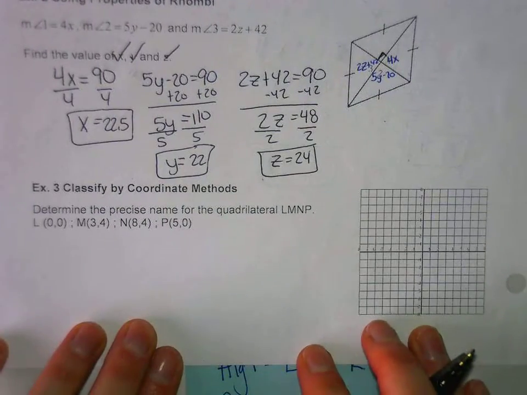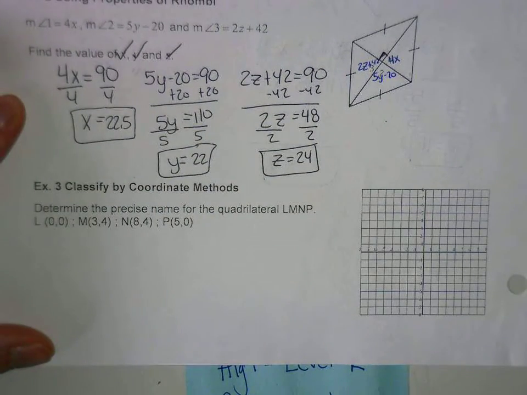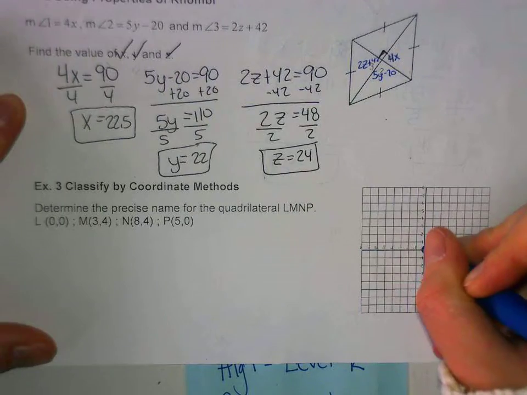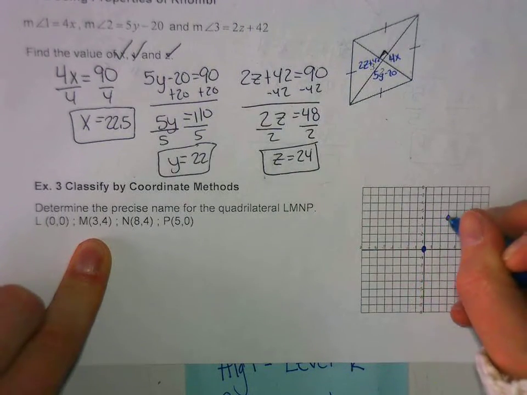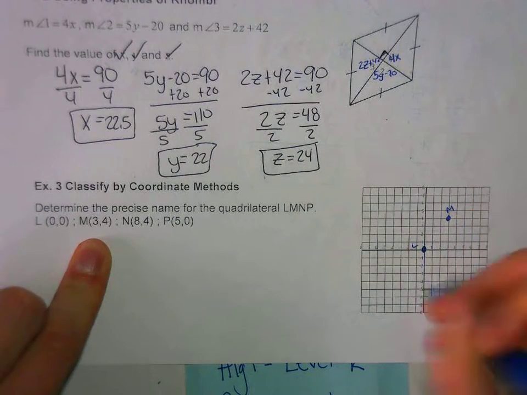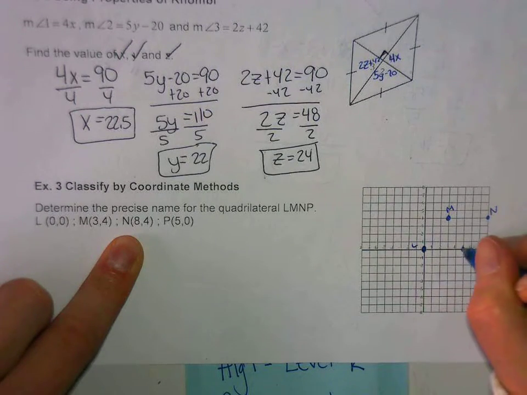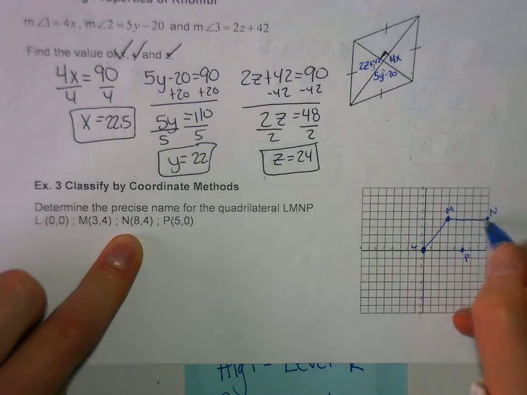So for example 3, I'm going to determine the precise name for the quadrilateral LMNP. L is at the origin (0, 0). M is at positive 3, positive 4. N is at positive 8, positive 4. And P is at (5, 0). So here's my quadrilateral.